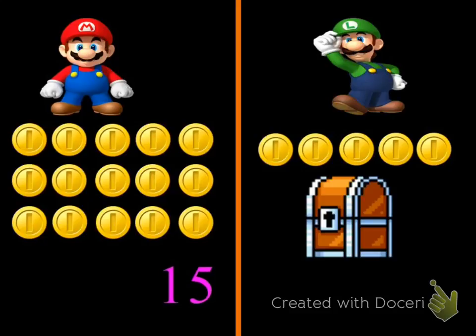We have 15 coins for Mario. Luigi has 5 coins plus a chest. So you could do it in pictures like we did at the beginning, and we thought, oh, there has to be 10 coins in the chest. Or you can look at it like an equation. You would have to add 5 and 10 to make 15, so the C would have to be 10. We already have the 5. All right, so here is just a couple different ways of thinking about equations. Do you guys have any questions?